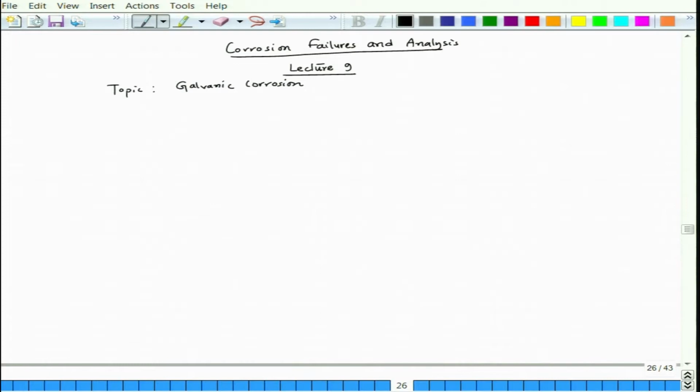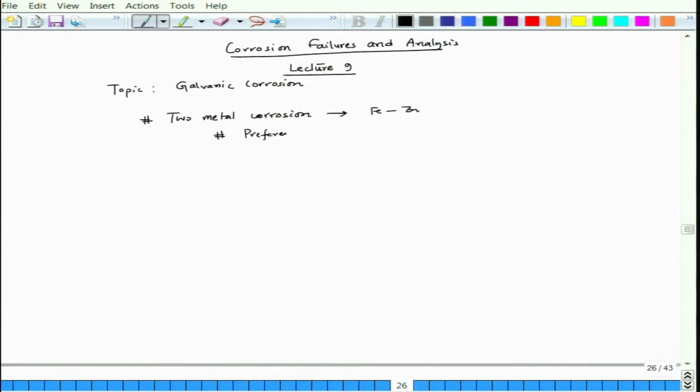Now, in case of galvanic corrosion, it is basically defined as two metal corrosion, and one example we have provided is the iron and zinc case. And we have seen a couple of observations.